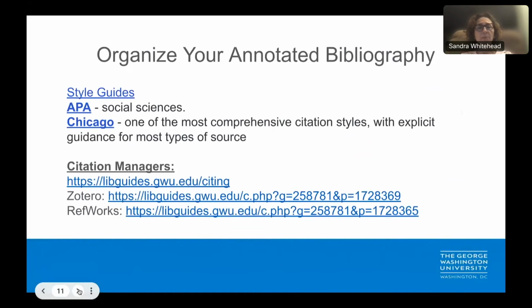Organize your annotated bibliography. This is very important. You can use a citation manager like Zotero or RefWorks. These are all on the library's website at the libguides.gw citation. There are also style guides there. Usually students use the APA style, but MLA or Chicago are also acceptable, as long as you're consistent.